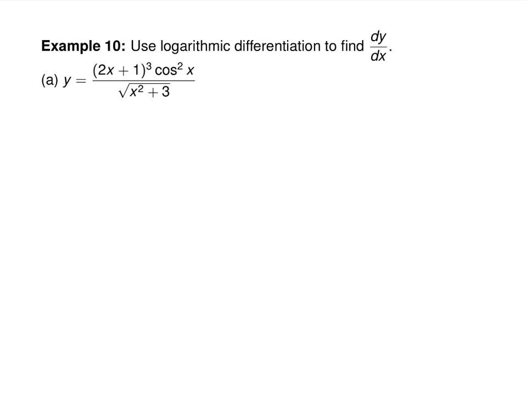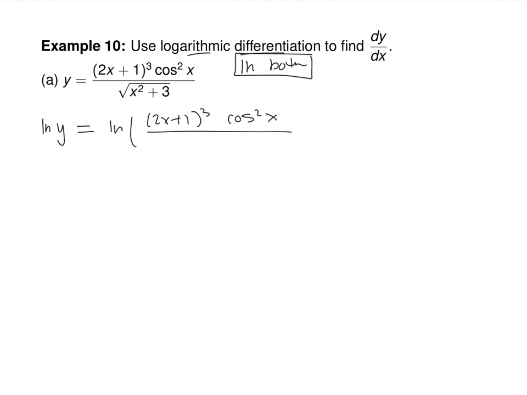Okay. This one specifically says use logarithmic differentiation to find dy/dx. So when the directions say that, what does that mean? What do you do to both sides? Ln both sides. In these cases, you won't have to simplify. So ln of y equals ln of (2x plus 1) to the third times cosine squared x over the root of x squared plus 3. And in one go, I want you to expand that, having the powers pulled down and made into additions and subtractions.